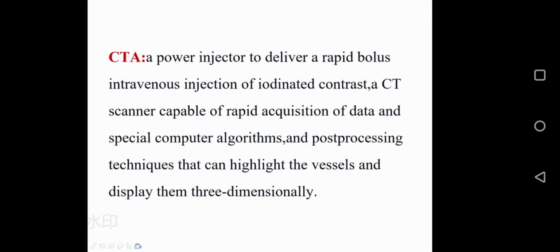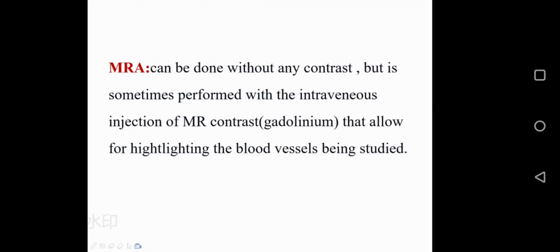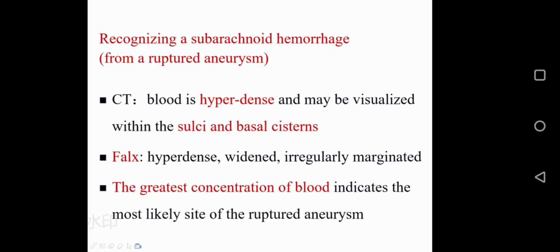Recognizing a subarachnoid hemorrhage from a ruptured aneurysm is very important. On CT scanning, blood is hyperdense and may be found within the cisterns and basal systems. The hemorrhage can be hyperdense and wide with regular margins. The greatest concentration of blood indicates the most likely site of the ruptured aneurysm. It means when we find a high density in a specific place, it may be the possible site of the ruptured aneurysm.